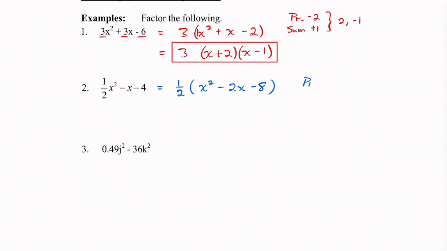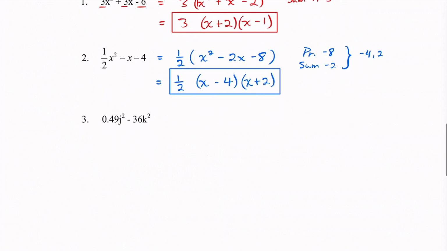Now that we got that, we can do our product and our sum. So product is negative 8, sum is negative 2. And then two numbers that are going to do that are negative 4 and positive 2. And that will give us our final answer. So x minus 4 and x plus 2.